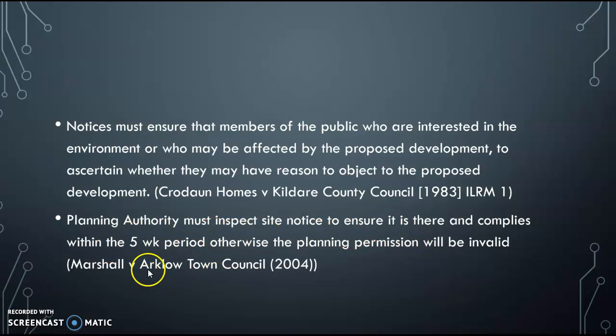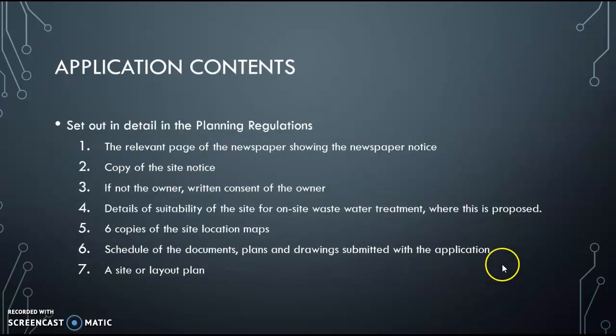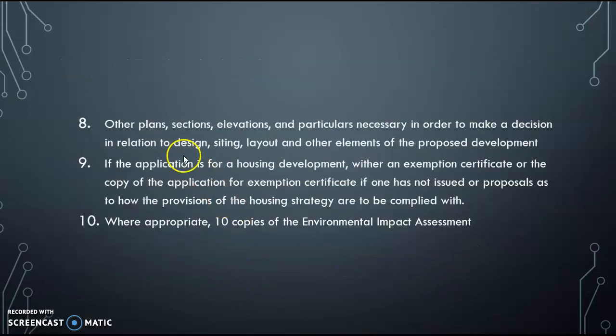And the planning authority randomly inspects the site to make sure the signs are up for the required period of time. The application must contain the relevant page of the newspaper showing the newspaper notice, a copy of the site notice, consent of the owner if you're not the owner, the suitability details for the site for wastewater treatment if that's relevant, 6 copies of site location maps, a schedule of documents, plans and drawings, and a site plan or layout. Also other plans, sections and elevations that might be helpful in giving the County Council an idea of what you're doing. So your architect's drawings usually.